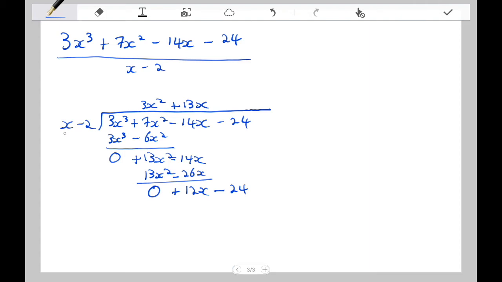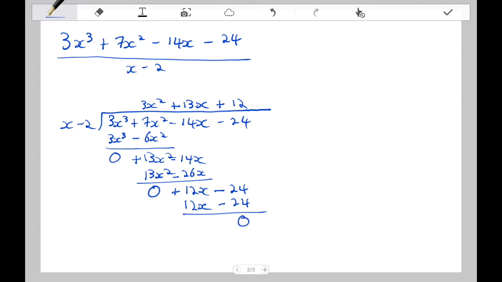So we look at the x, and we say, what do we need to times x by to get 12x? The answer is plus 12. And then we say, right, what's 12 times x minus 2? And 12 times x is 12x. And 12 times minus 2 is minus 24. Draw the line, take them away. 12x minus 12x is 0. Minus 24 minus minus 24 is 0. So we end up with nothing.